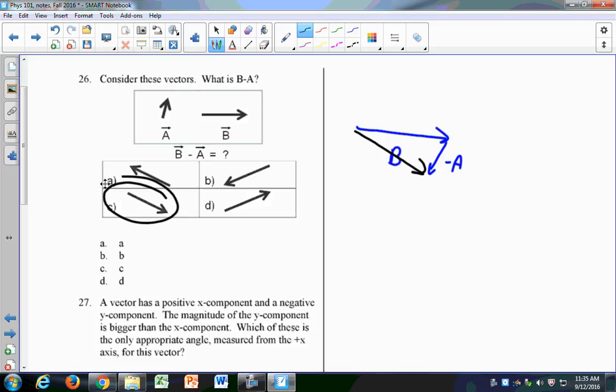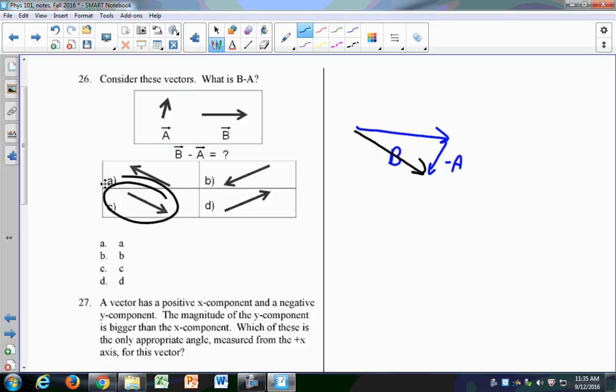What other way? Like the black arrow, you wouldn't go from the negative A to the top? No, you always start at the beginning and go to the end. I like to think of it as walking. I can walk this way, or I can walk this way. They'll both get me from one point to the next, but I always start here and go to the end.